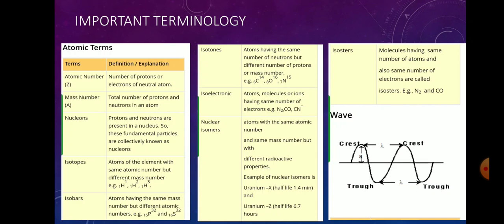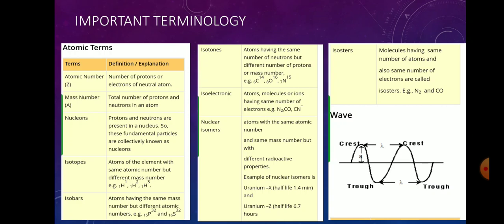Isobars, defined as atoms having the same mass number but different atomic numbers. Example, phosphorus with atomic number 15, mass number 32. Sulfur with atomic number 16, mass number 32.